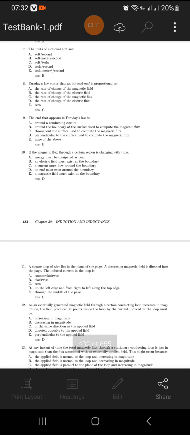Faraday's law states that an induced EMF is proportional to the rate of change of the magnetic flux. The EMF that appears in Faraday's law is around the boundary of the surface used to compute the magnetic flux. If the magnetic flux through a certain region is changing with time, an EMF must exist around the boundary. D is the answer.